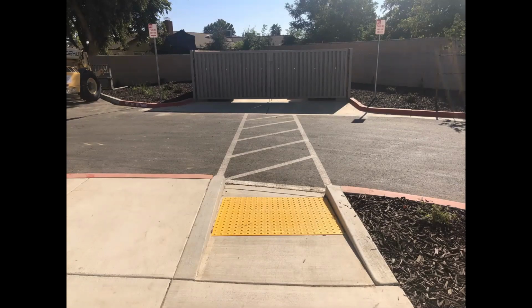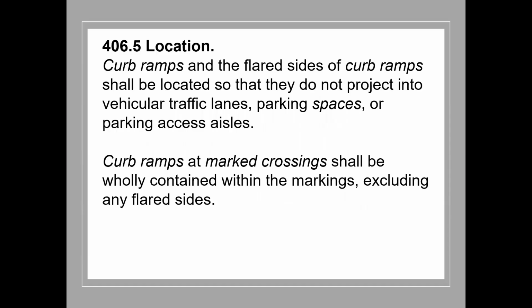Next, let's find out where and when marked crossings are required to be installed. Section 406.5 reads, curb ramps and the flared sides of curb ramps shall be located so that they do not project into vehicular traffic lanes, parking spaces, or parking access aisles. Curb ramps at marked crossings shall be wholly contained within the markings, excluding any flared sides. This references the marked crossing, but it doesn't tell us when or where it's required.